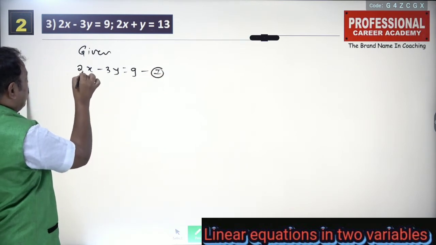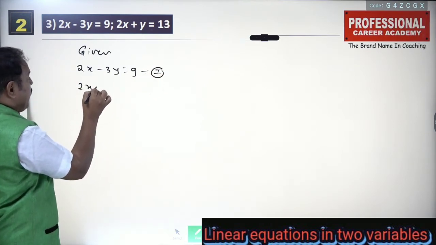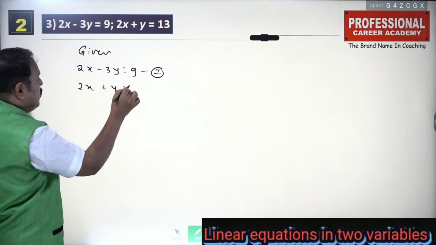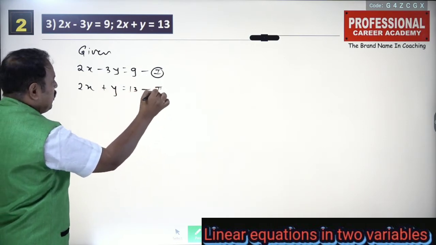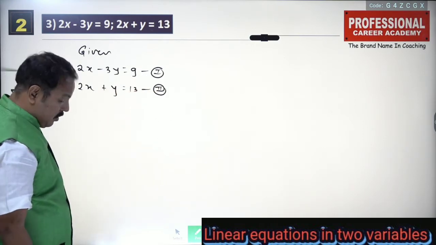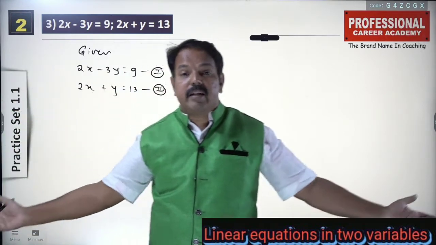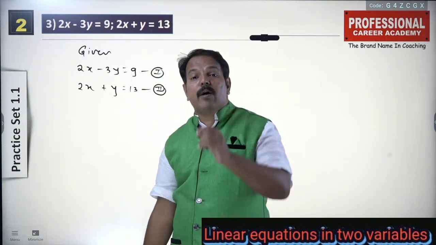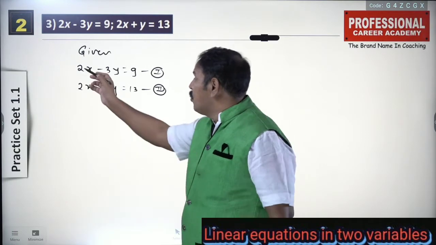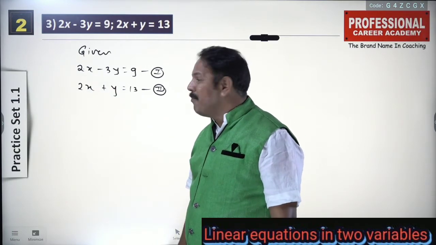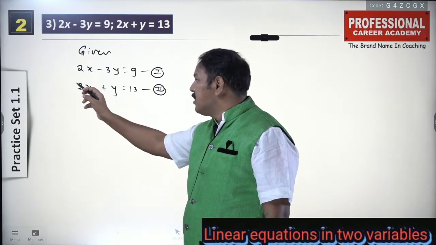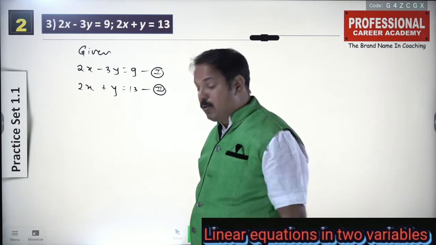Equation 1. Okay, then 2x plus y is equal to 13. This is equation number 2. So what is our first step? Let us see whether at least one of the coefficients is same or not. So 2 and 2, the coefficient of x is same. Look at the sign, here plus means addition is not possible.